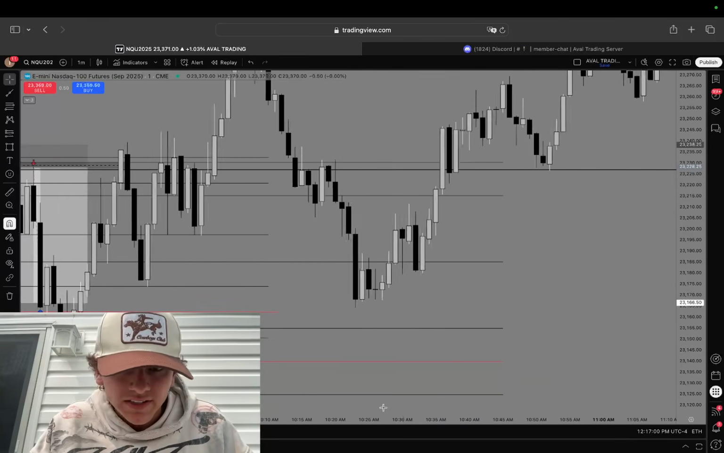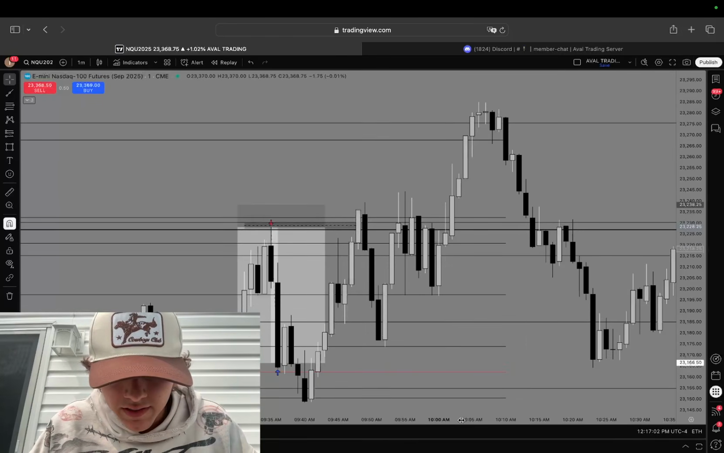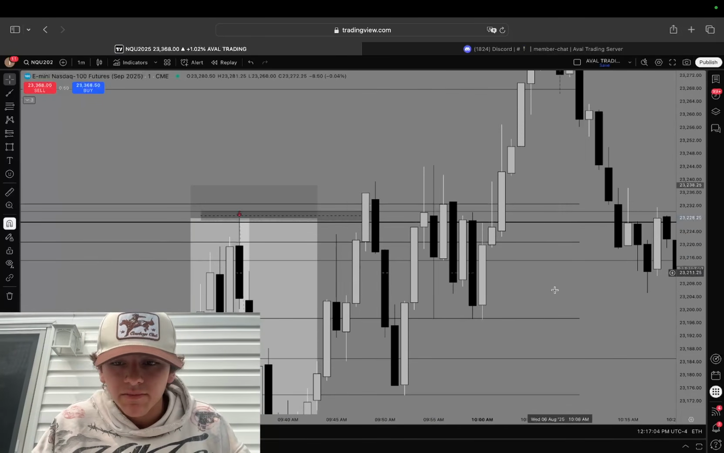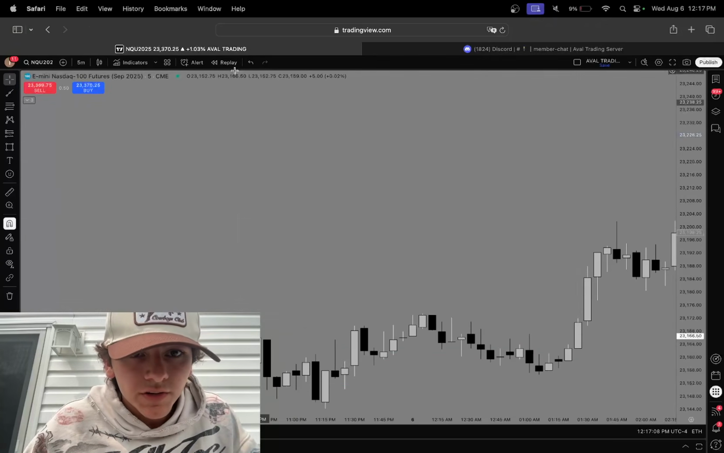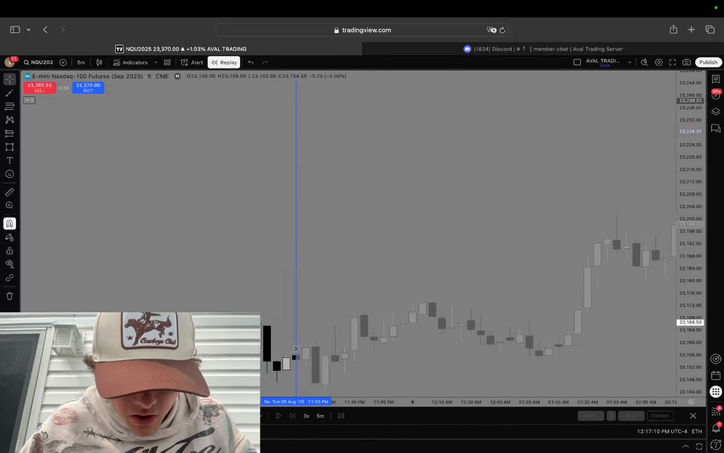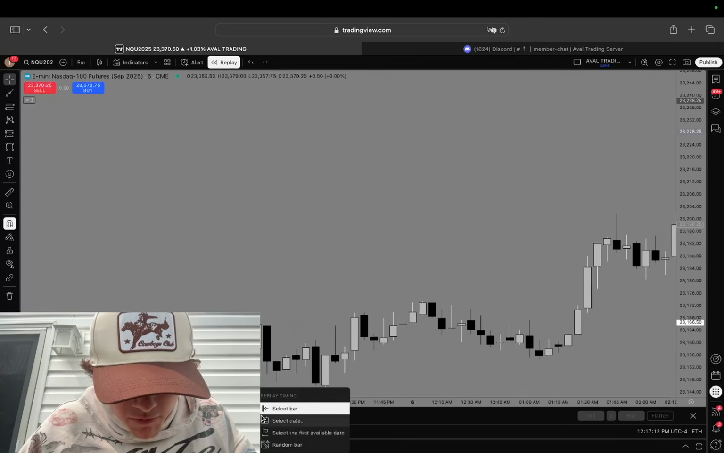I can zoom in. You guys can see the execution of me having literally to the exact tick, and I did the same thing yesterday. If we go to yesterday's trade, I can go to yesterday. I called this trade out that I took yesterday an hour before it even happened.